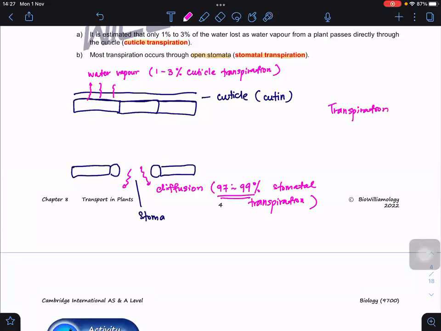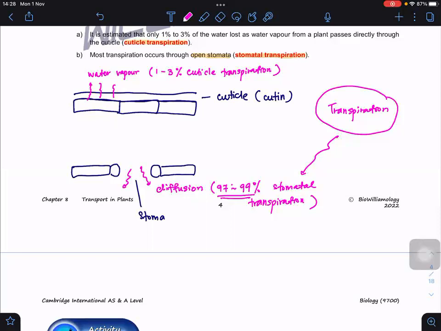without clarification whether it's cuticular or stomatal, when I write the word transpiration, it generally refers to stomatal transpiration, because 1 to 3% of cuticular transpiration is insignificant in this case. Basically, we tend to ignore this 1 to 3%. So again, guys, if the question asks about transpiration, automatically refer to stomatal transpiration. But we do need to know that some of this water can be lost through cuticular transpiration, which takes about 1 to 3% only.